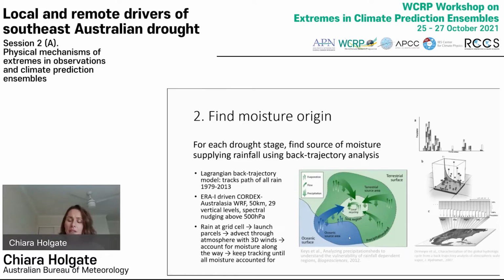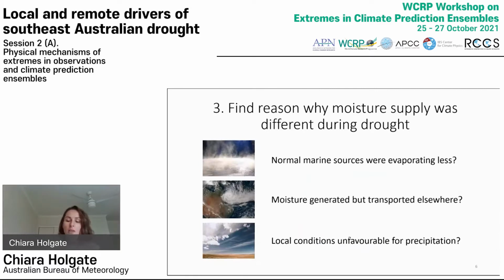I used a Lagrangian technique to trace the path of rainfall back in time and space to determine its evaporative origin. For each place where it rained in Southeast Australia, I traced the moisture in the atmosphere using three-dimensional winds and 2D evaporation, and accounted for moisture gain along the trajectory. Once I identified where the moisture was coming from in each drought stage, I then investigated why it differed from normal. Did we have less rainfall because normal marine sources were evaporating less, for example? Or were they evaporating the same amount, generating the same amount of moisture, but that moisture was transported elsewhere?